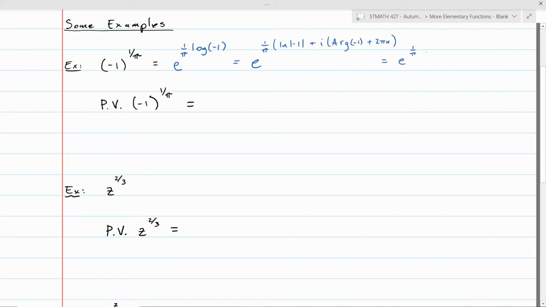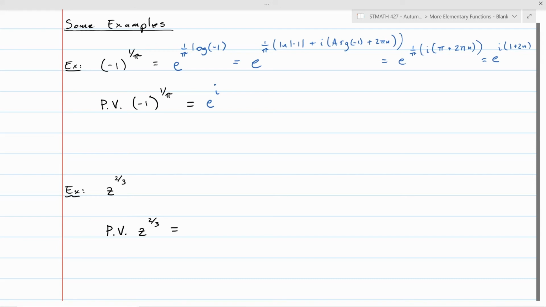The arg of -1 is pi, so this comes out to e to the 1 over pi. The natural log of absolute -1 is 0, so you have 1 over pi, and then you have i times, and then arg of -1 is pi plus 2 pi n. Notice that you can pull a pi out and then cancel with the 1 over pi, so this becomes e to the i times 1 plus 2n. And then the principal value of this is just going to be where n is equal to 0, because when n is equal to 0 in the expression for the logarithm at the top, that's how you get the principal logarithm. So if you just put in n equals 0, you get -1 to the 1 over pi ends up being e to the i.